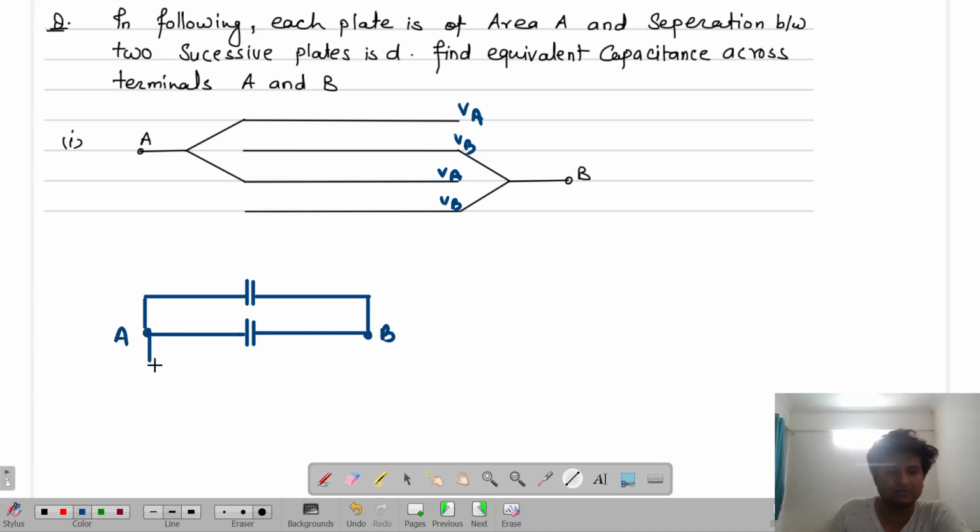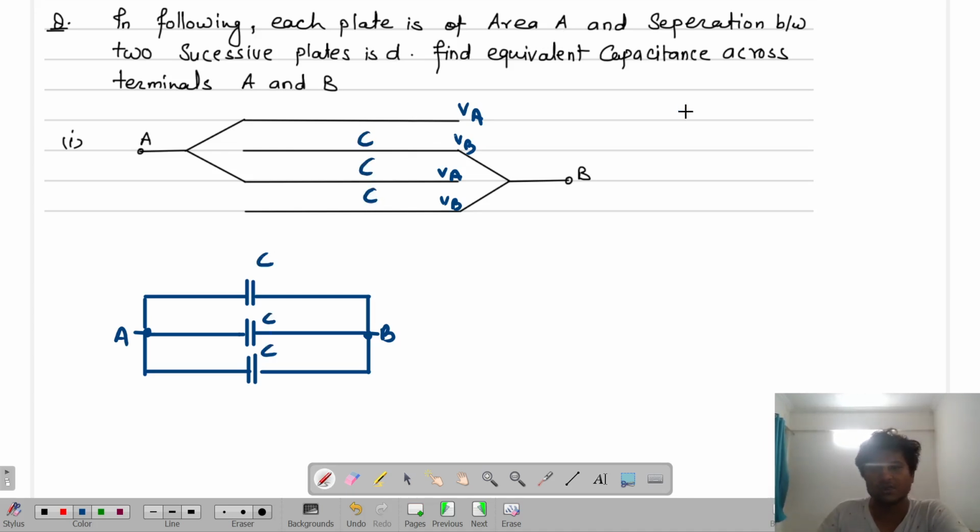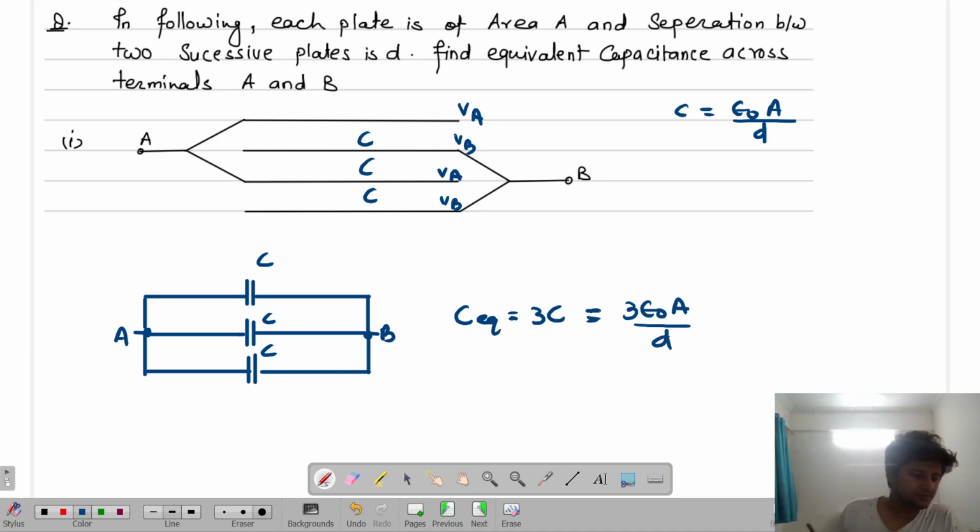So all these three are in which type? Parallel connection, isn't it? So net capacitance is how? Simple. Since the gap, the separation distance D is the same, and area is also A, they will all create a capacitance of C, C, C, where C is equal to epsilon naught A by D. So the C equivalent is 3C, which is equal to 3 epsilon naught A by D. Are you able to get me or not?